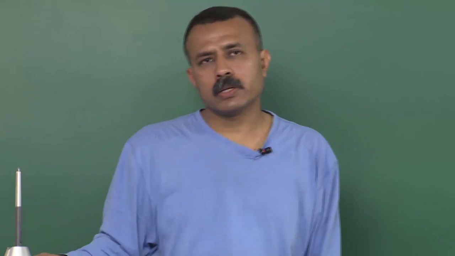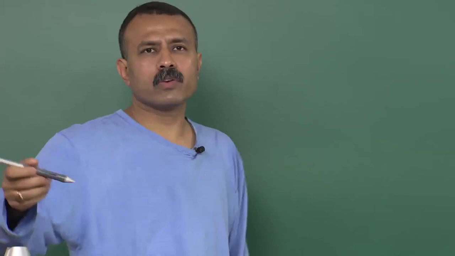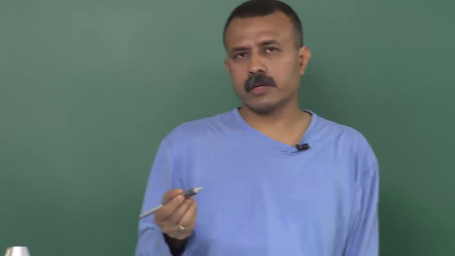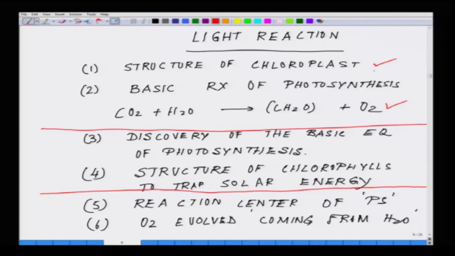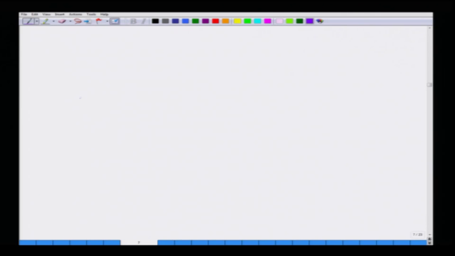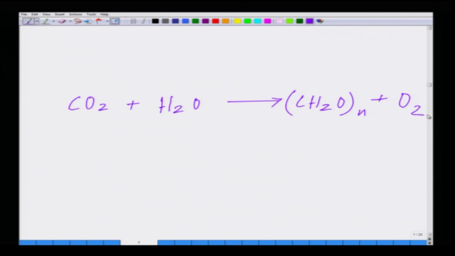Okay. So, let us start with it. Our first slide will be the one which we enumerated in the last class, that is, the structure of the chlorophyll, which is done. We are done with the basic reaction, and let us now move on to the discovery of the basic reaction. CO2 plus H2O forming CH2O plus oxygen.